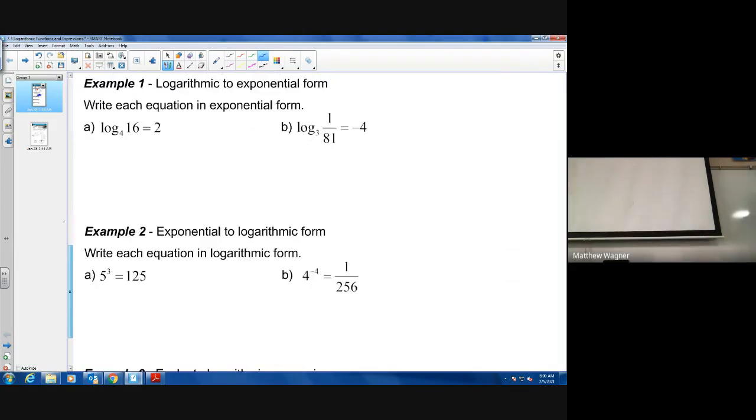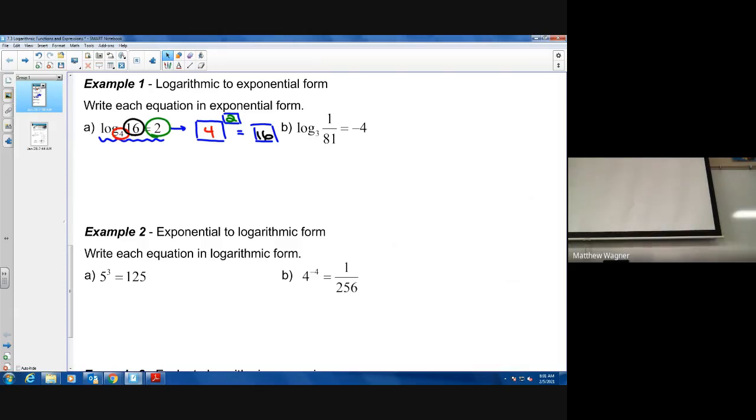All right? So the first thing we're going to do is look at this. Write each equation in exponential form. So this is logarithmic form, and we want to write it in exponential form. Remember, in exponential form we have a base, a power, and an answer. Remember, the base of the log is the same as the base of the power. The 4 comes into play. The answer is your power, and then what you're logging is the answer. So 4 squared equals 16.